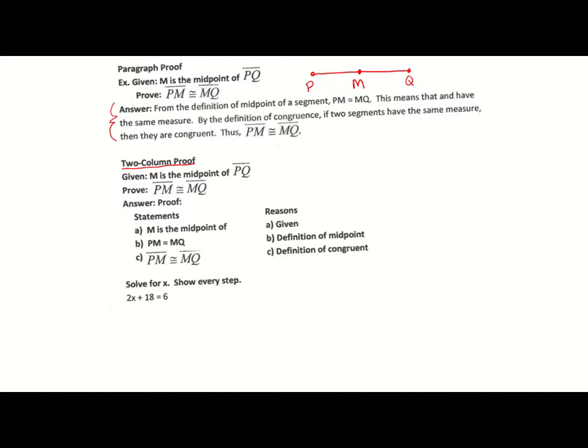So here we are given our information at the top, same as above. M is the midpoint of PQ, and prove PM is congruent to MQ. When we do a two-column proof, we have our statements on the left side and our reasons on the right side. Our first statement is always going to be our given information. So we start with M is the midpoint of PQ, and the reason for that is given. That's our easiest step in a two-column proof, to write our given information at the top.